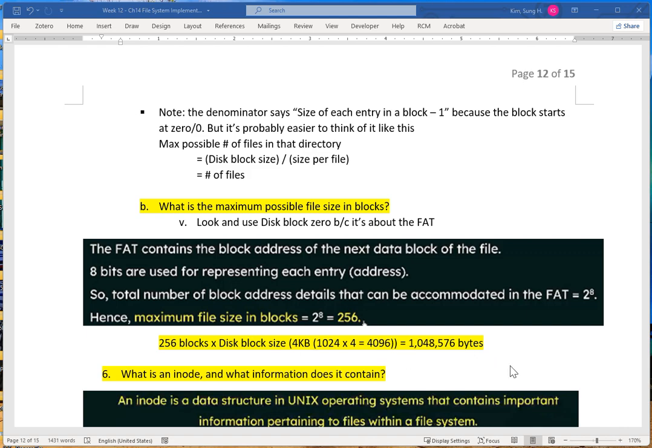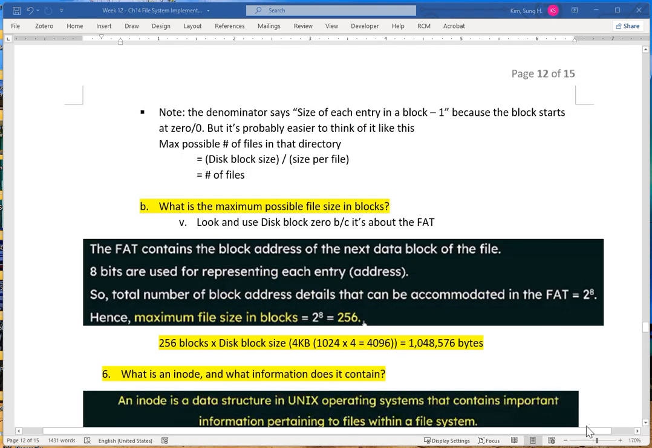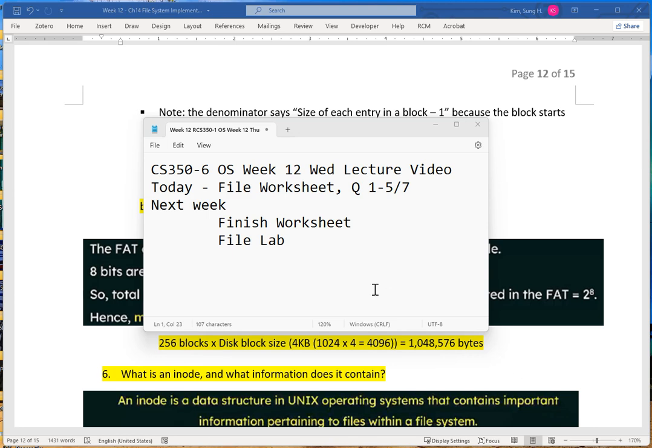I will record the remaining questions 6 and 7 for the next lecture. So in conclusion, this was a lecture video for CS350 Section 6 operating systems, week number 12, Wednesday. Today I went over the file worksheet, questions 1 through 5 out of the 7 questions. Next time, I will finish off the worksheet, and then I'll do the file lab.